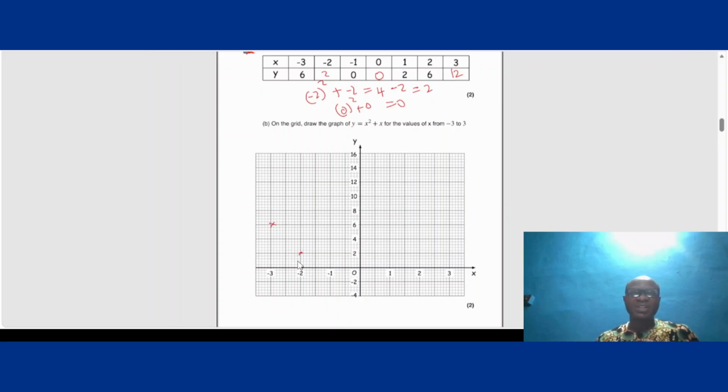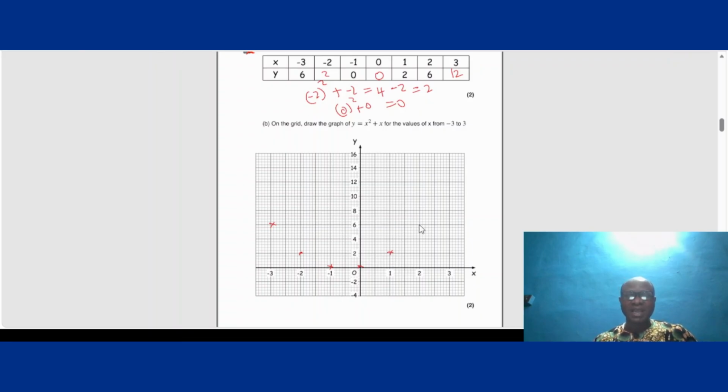When x is negative 1, y is 0. So I put it on the horizontal line. When x is 0, y is 0. Look at the point. When x is 1, y is 2. Look at it. When x is 2, y is 6.